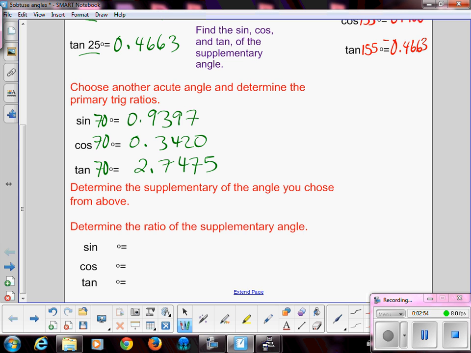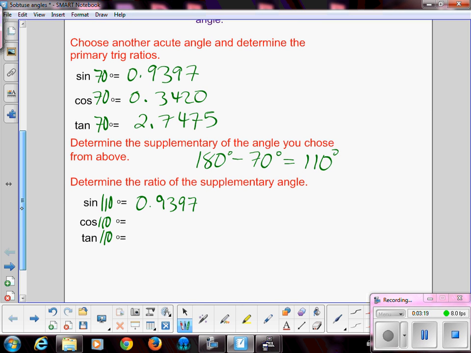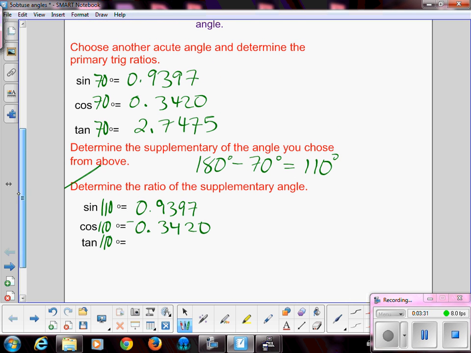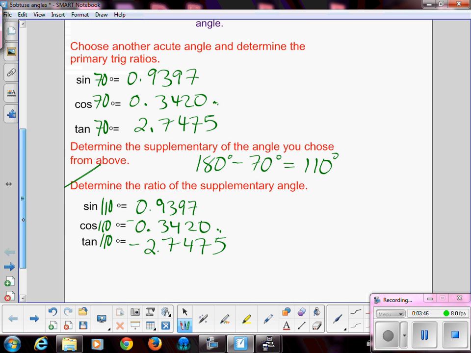Now, what would the supplementary angle be for 70 degrees? Well, 180 minus 70 is 110 degrees. So if I take the sine of that supplementary angle, amazingly, I get 0.9397, which was the same as what we had here. The cos is negative 0.3420. Up here I had 0.3420, but it was positive. Here it's the same number except it's negative. And let's see what happens with our tan. Amazingly, I get a negative, but I have the same number combination as the supplementary angle.